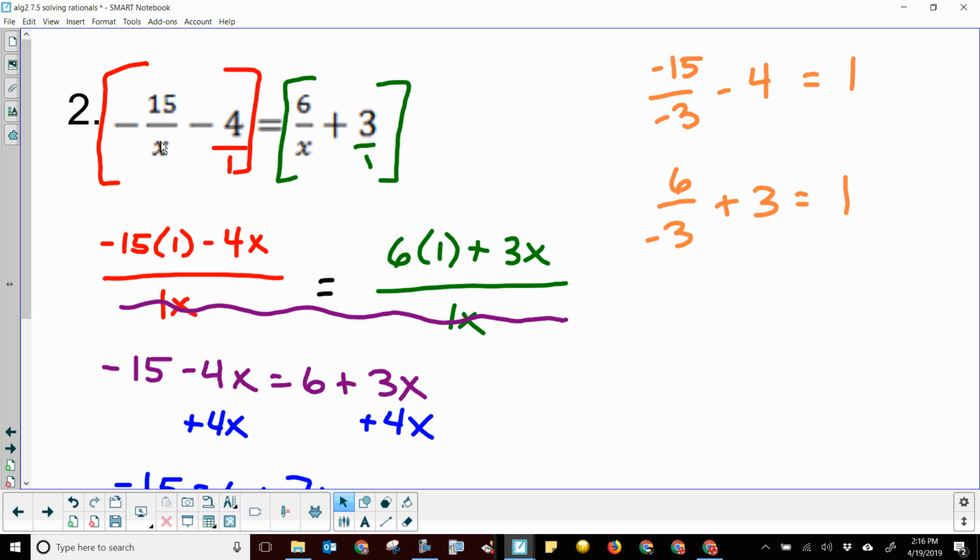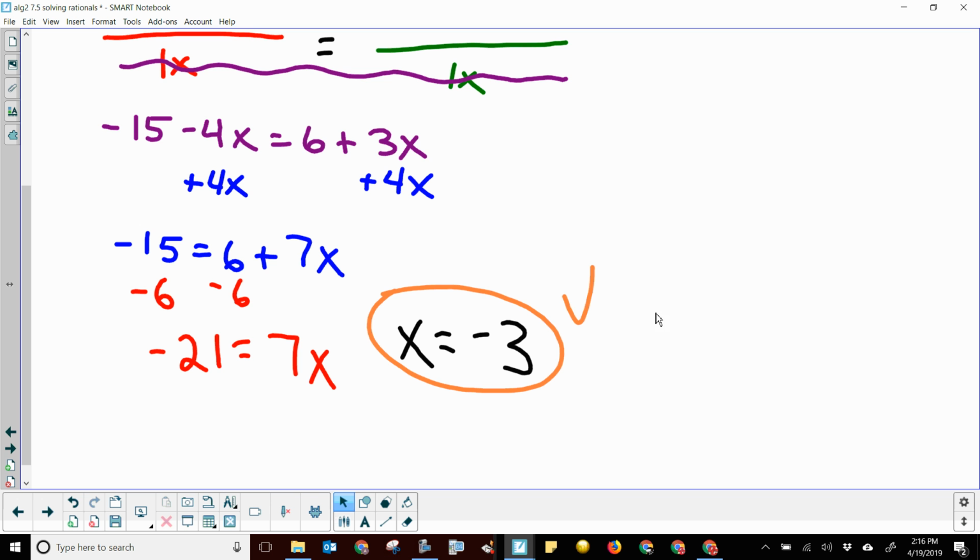I just have to plug it back in. Negative 15 over negative 3 minus 4, and 6 over negative 3 plus 3. Well, that's 5, because negative over negative is positive. 15 divided by 3 is 5. 5 minus 4 equals 1, and negative 2 plus 3 equals 1. So they equal the same thing, which means that solution was okay.